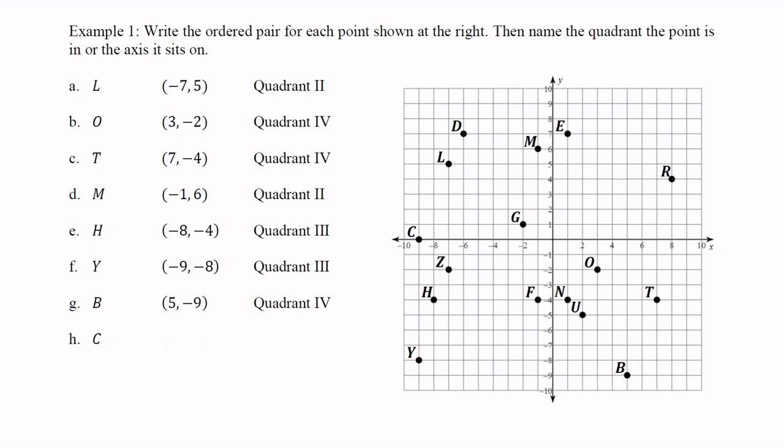And then finally for C, if we look to the left-hand side, you see it sitting right on the x-axis. 9 units to the left makes it -9. We didn't go up or down, so that gives us 0. And it is on the x-axis. It's not in any of the quadrants. It's on an axis.